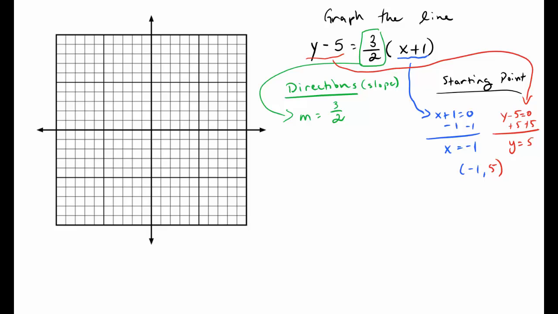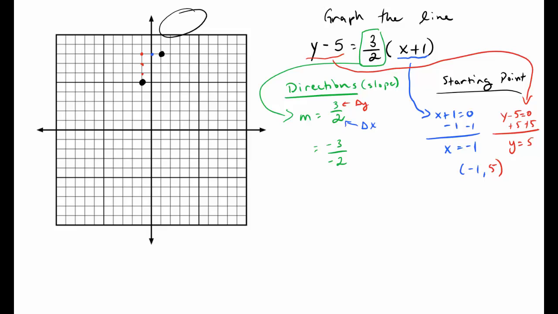So the point -1, 5 is right about there. And then I'm going to use the slope, which is the change in y over the change in x, to find additional points to graph. I'm going to get off the graph here if I continue in that direction, so I'm going to write a different variation of the same slope, and that is -3 over -2. That's of course still positive because a negative over a negative is positive.